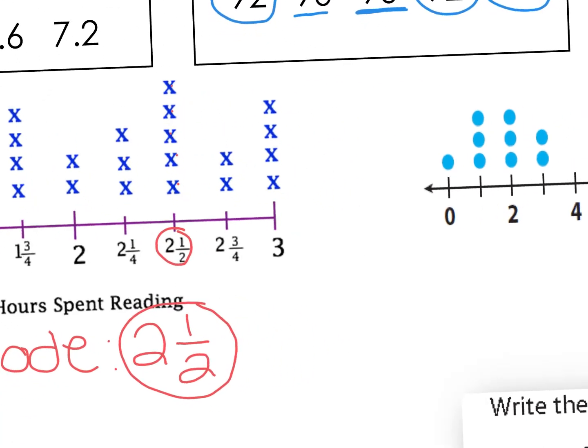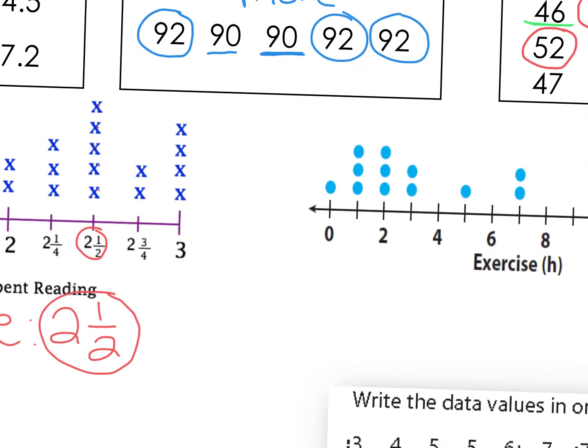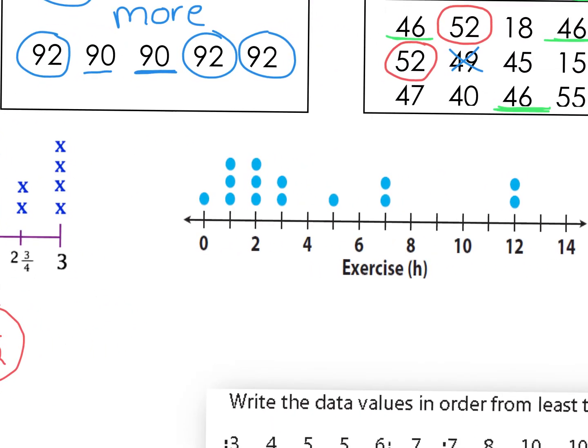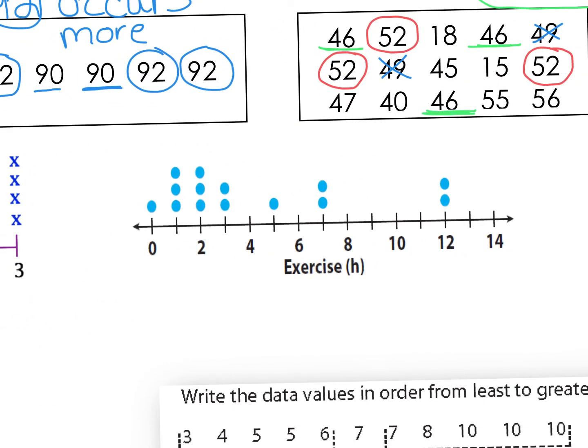All right, so same thing with the dot plot. These dots represent how many times that number occurred. So if we look here, I can see my two highest stacks are these two. They have the same amount. They occur the most, but they both occur the most. So here, I'm going to fill in the blank 0, 1, 2, 3. So that means 1 and 2 occur the most.